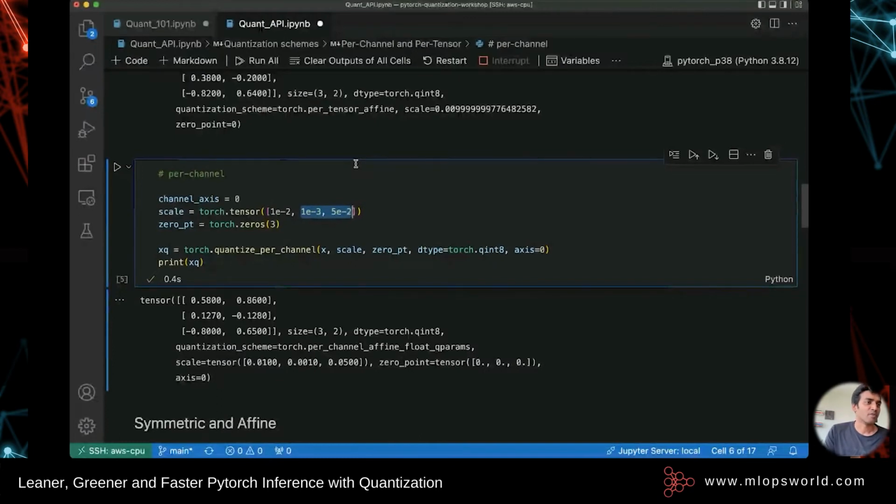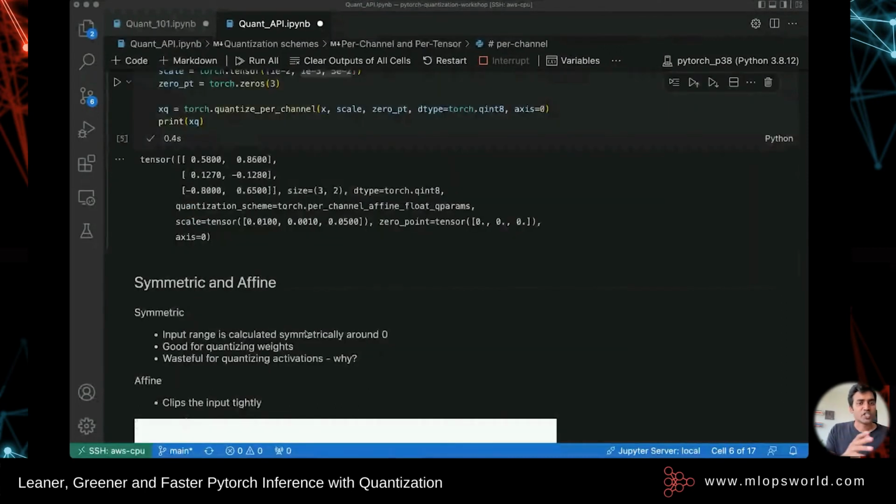Yes, Gaurav, great question, and thank you, Nabila, for answering that. Under the hood, PyTorch has already quantized that to integer, but when you call that particular tensor, it returns the dequantized values to you. So that's per channel and per tensor.